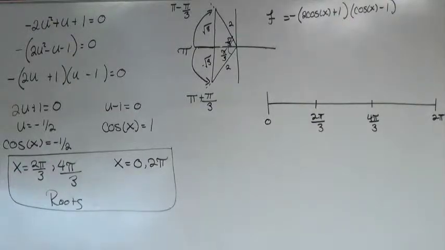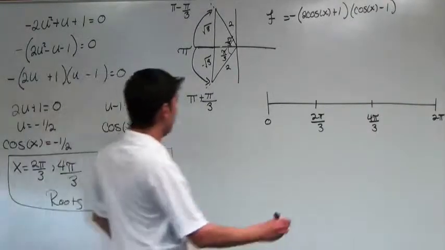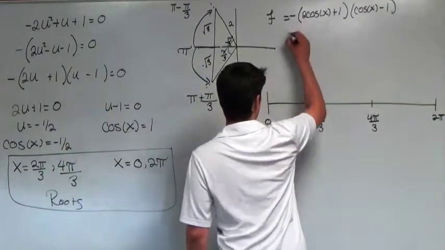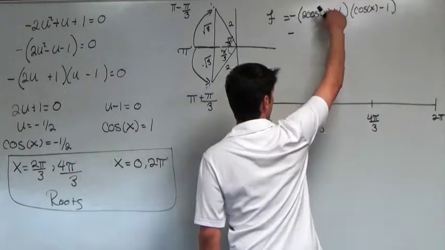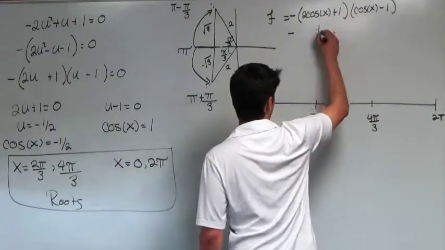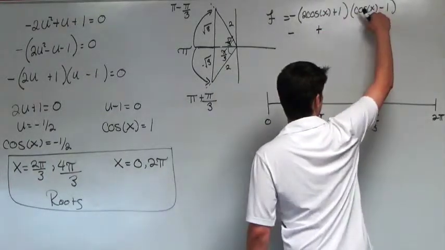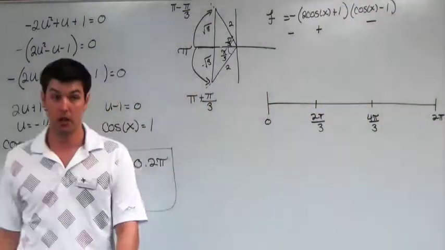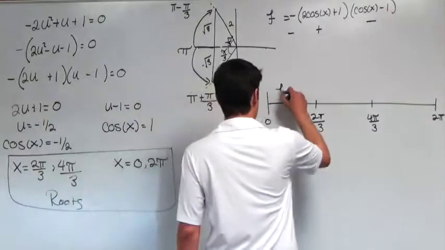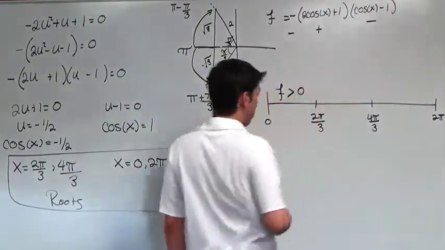Choosing pi over 2, notice cosine of pi over 2 is 0. So if x is pi over 2, we'll have a negative here from out front. Cosine is 0, plus 1 is positive. 0 minus 1 is negative. 2 negatives and a positive will multiply to be positive. So our function is positive.